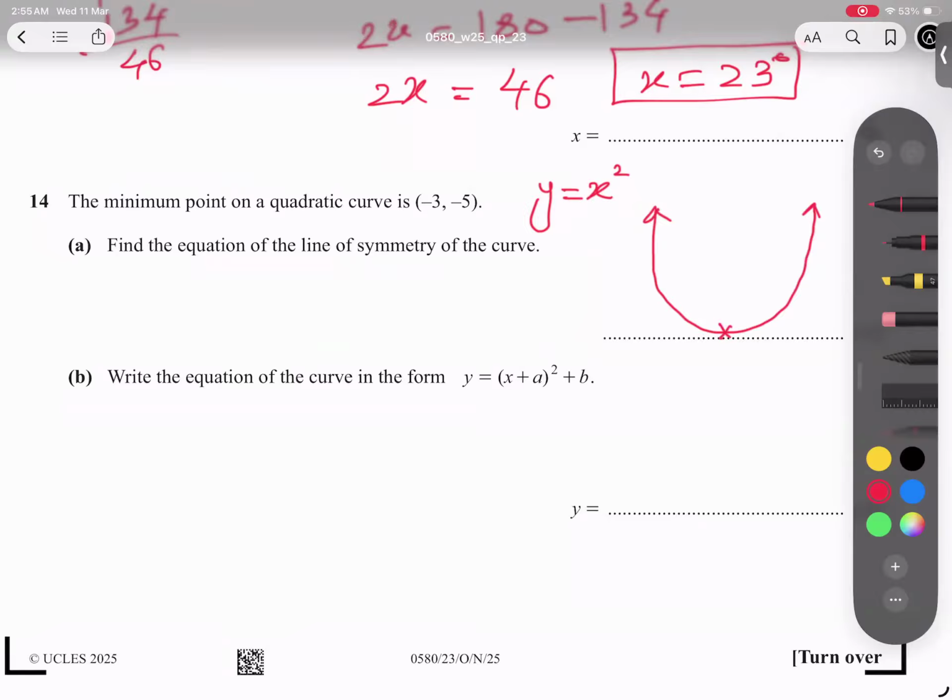And this is the point given by him: -3 and -5. Read it. The minimum point of the quadratic curve is this. So this is the minimum point. Now he is asking for the line of symmetry of the curve. Common sense, this is the line of symmetry, no way. This smaller gap, this bigger gap. So is this the line of symmetry? No way. What about this? No way. What about this? No way. What about this? No way. But what about this?